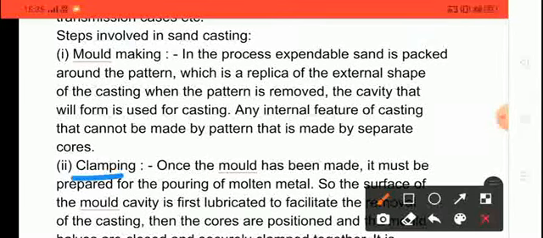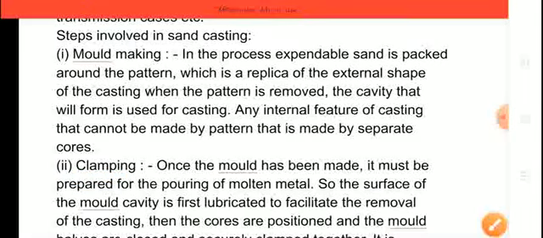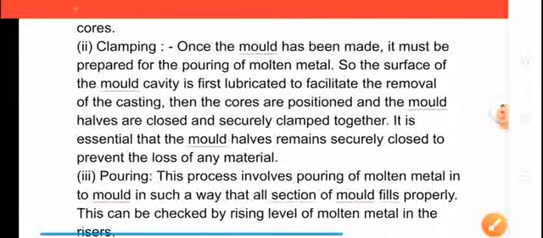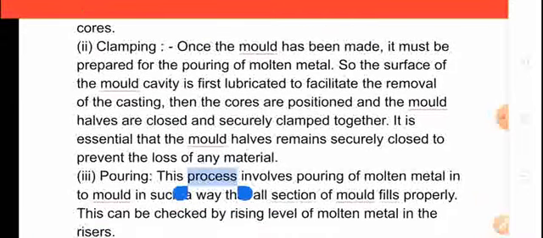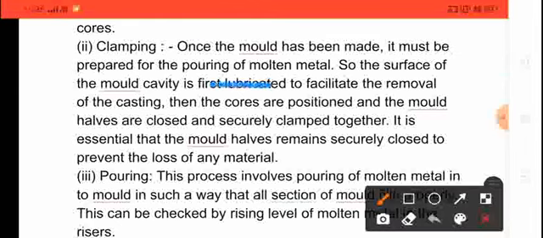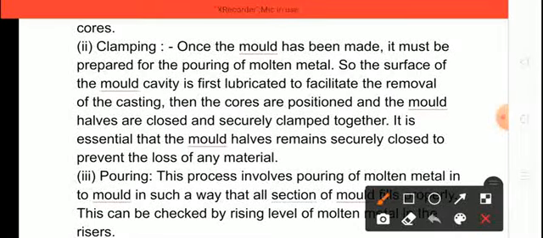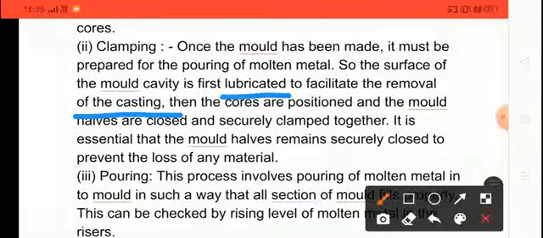Then the second step is the clamping. This is also one of the major steps. Once the mold has been made, it must be prepared for pouring of molten metal. So the surface of the mold cavity is first lubricated to facilitate the removal of the casting. We have to use lubrication oil on the surface of the mold to make it easy to remove the casting from the mold. Easy removal is very important.